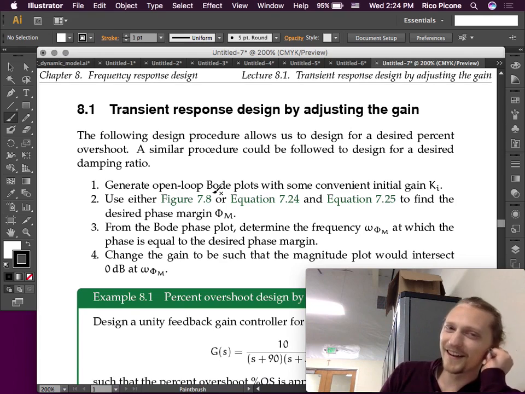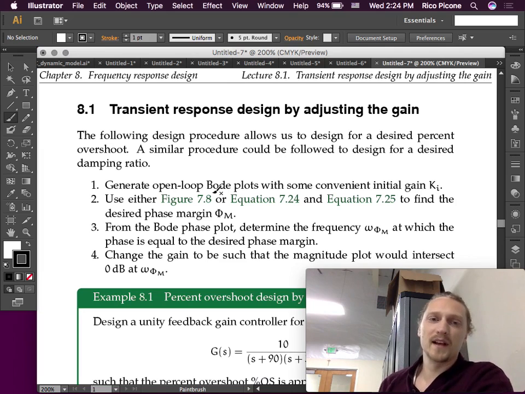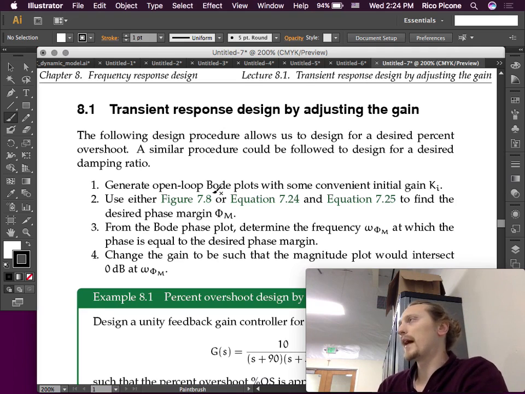So, okay. We're going to do transient response design by gain adjustment. Just a pretty simple controller design, just a proportional controller. The following design procedure allows us to design for a desired percent overshoot. Like I said, a lot of these are very specific to a specific task and a specific problem.